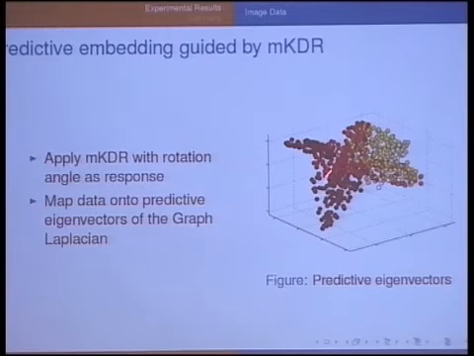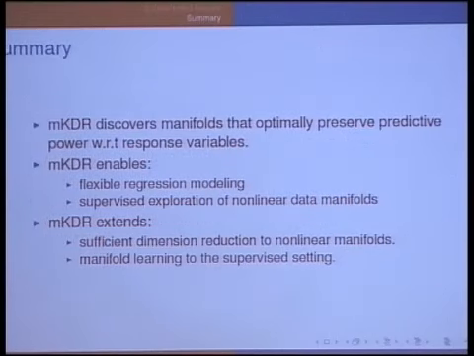So now exploring this thing as a manifold is going to be interesting. Here we are using the predictive eigenvectors. These are not the smallest ranked eigenvectors. These are those that are best predictive of the response. Okay, so I think that's it.